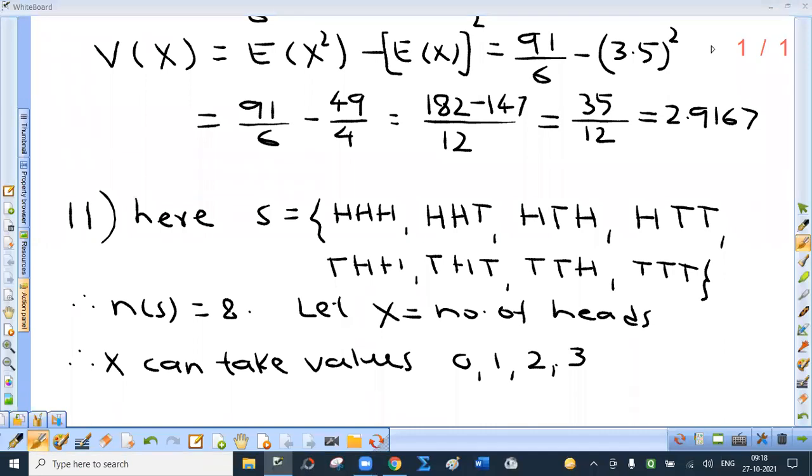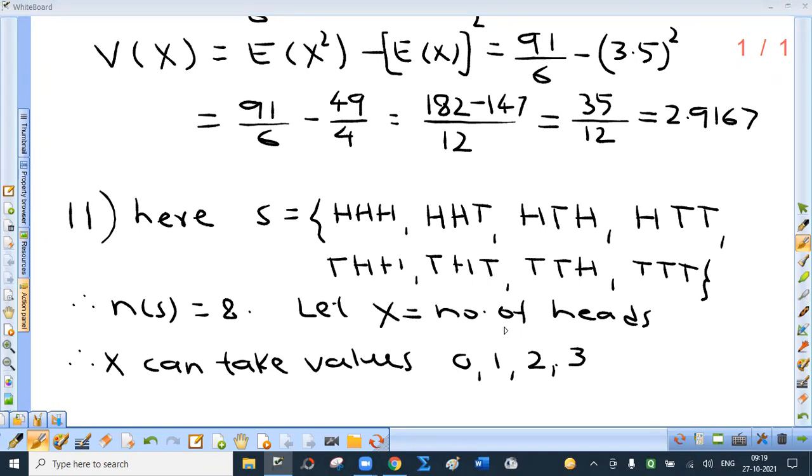Sum 11. Find the mean number of heads in 3 tosses of a fair coin. Now when 3 coins are tossed, what will be the sample space? It is written n of S equal to 8. Now we are asked to find mean number of heads, and that is why we define capital X random variable as what? Number of heads.